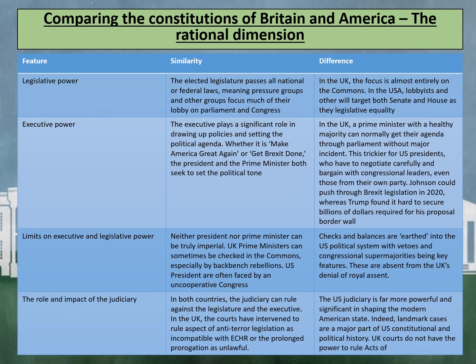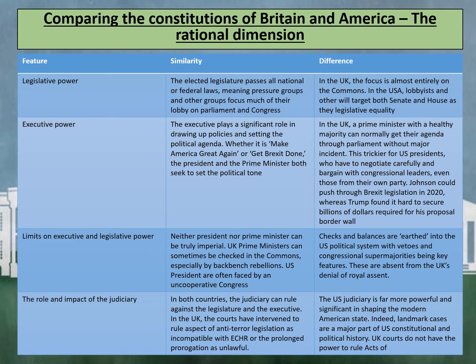A difference is that in the UK, a Prime Minister with a healthy majority can normally get their agenda through Parliament without major incident. This is trickier for US presidents, who have to negotiate carefully and bargain with congressional leaders, even those from their own party. Johnson would push through Brexit legislation in 2020, whereas Trump found it hard to secure the billions of dollars required for his proposal of a border wall.